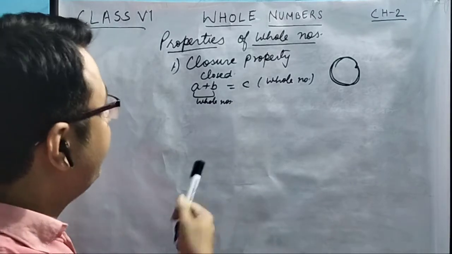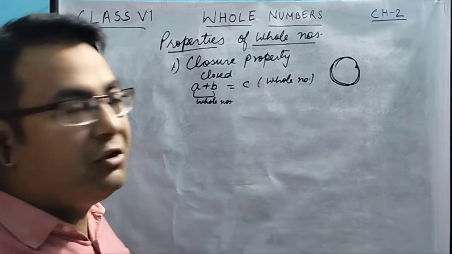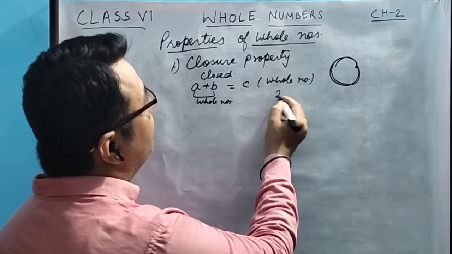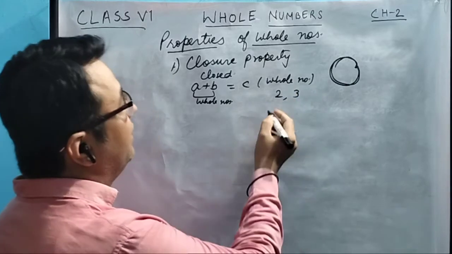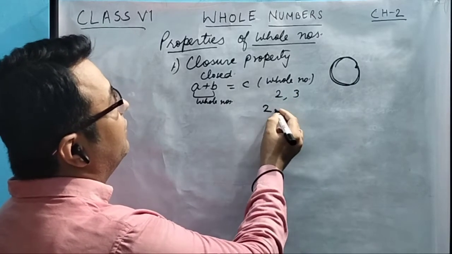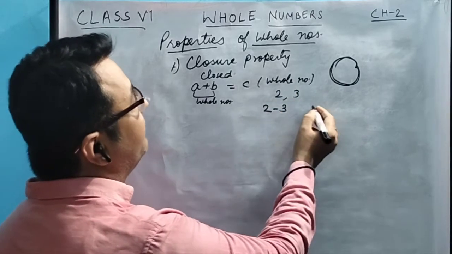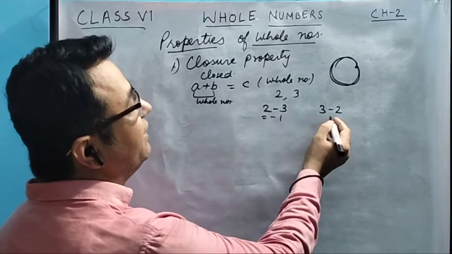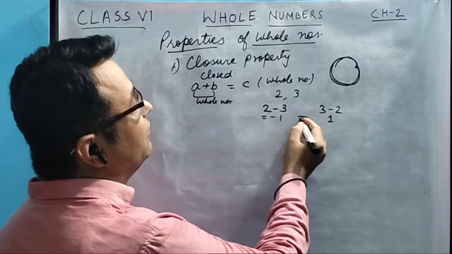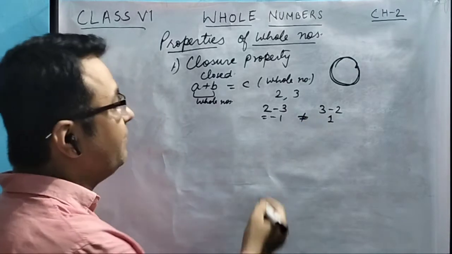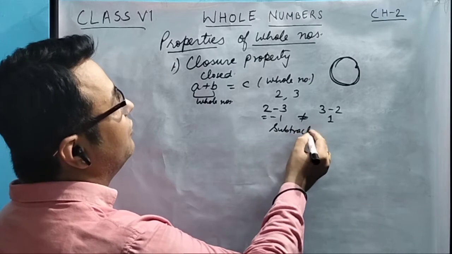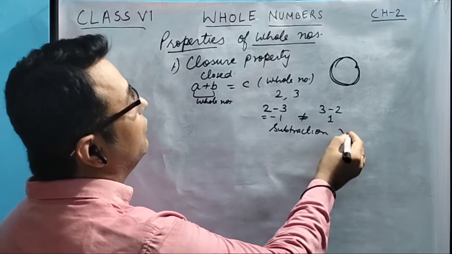Let's check the closure property for subtraction of whole numbers. Let's take 2 whole numbers, 2 and 3. Is 2 minus 3 same as 3 minus 2? 2 minus 3 is minus 1 and 3 minus 2 is 1. So it is not same. It means subtraction of whole numbers does not satisfy the closure property.